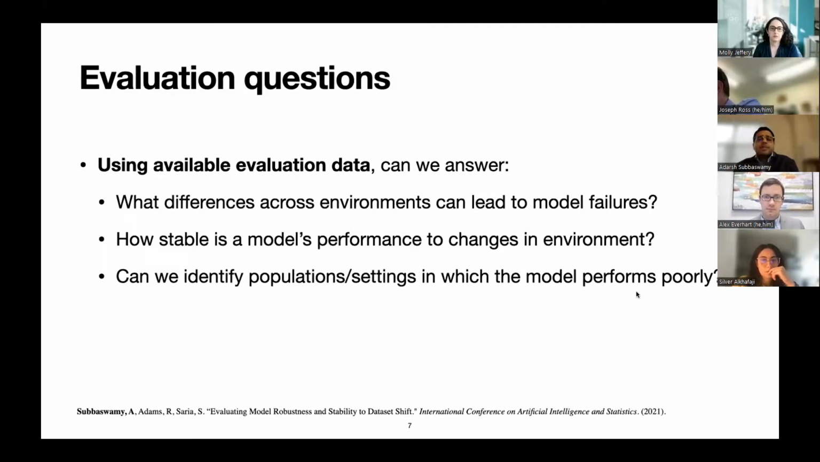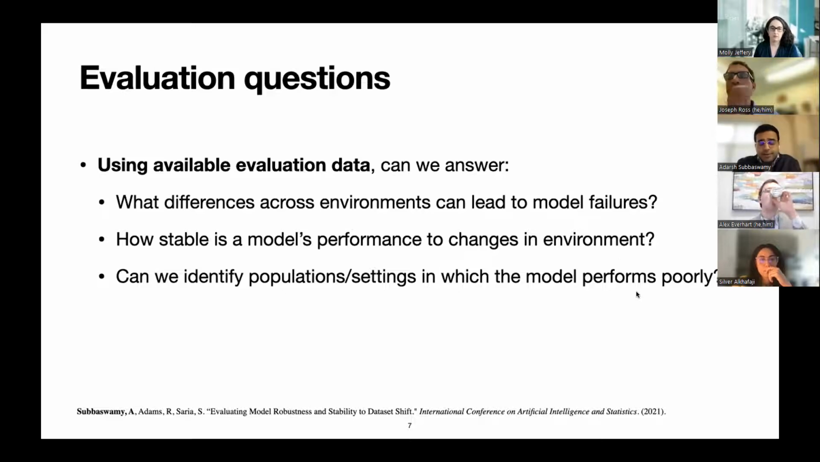So with that as the backdrop, the goal of our study has really been to answer questions, given that we want to use the evaluation data that we have available. So can we answer questions like, what differences across environments can lead to model failures? How stable is a model's performance to changes in environment? And how can we identify populations and settings in which the model performs poorly?